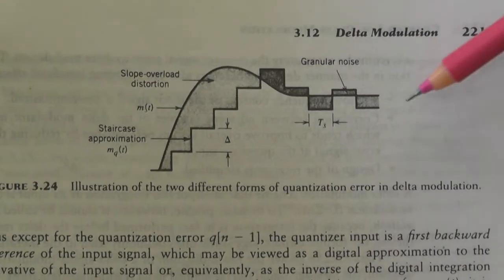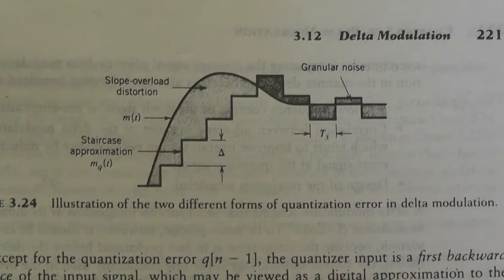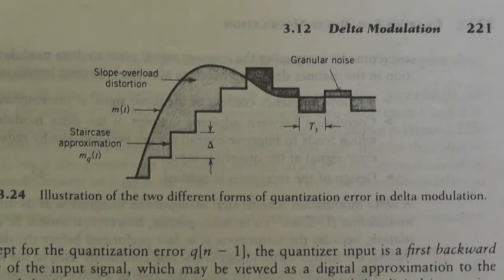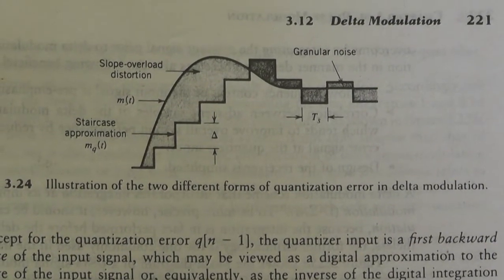signal. To overcome these two errors which occur in delta modulation, a different modulation technique which is known as adaptive delta modulation is used. The experiment of adaptive delta modulation is as follows.